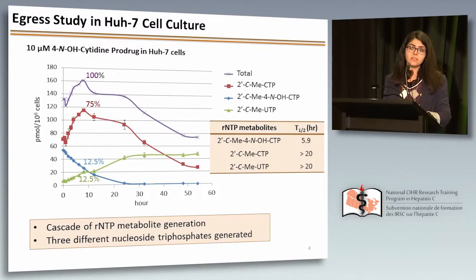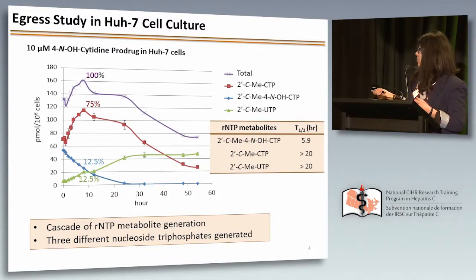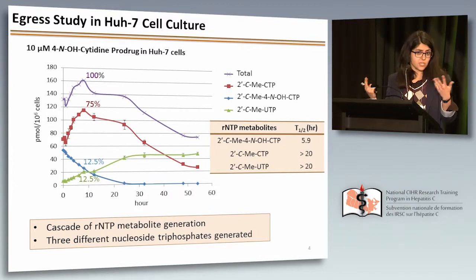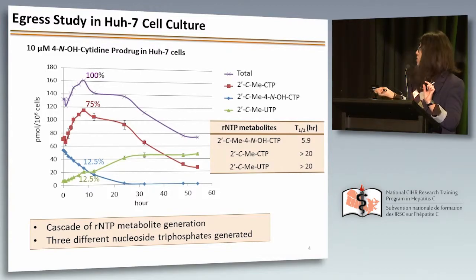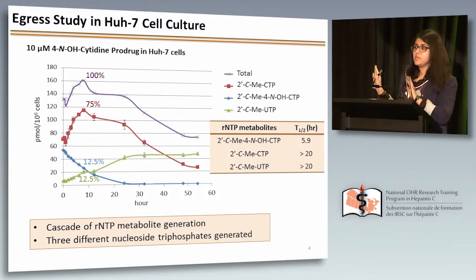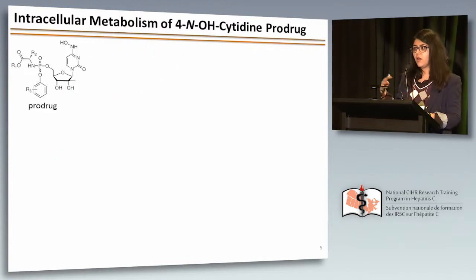She did an egress study where she incubated 10 micromolar of the prodrug in Huh7 cells. After 12 hours, she washed away the prodrug, and then she used mass spectrometry to look at the metabolism of this prodrug inside the cells. As you can see in the purple, at about 8 hours, we have a peak of total nucleoside triphosphate, or the potentially active metabolite. But what she also observed was that instead of just having one kind of triphosphate analog, she had 3 different species, all of which peaked at different times and had different half-lives. So it appeared that the metabolism of this prodrug led to a cascade of RNTP generation.